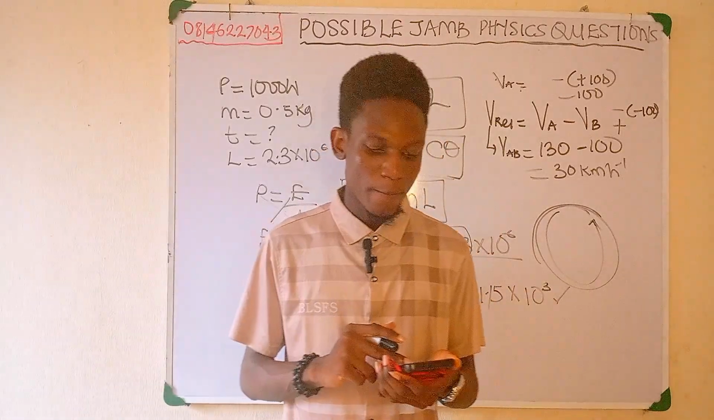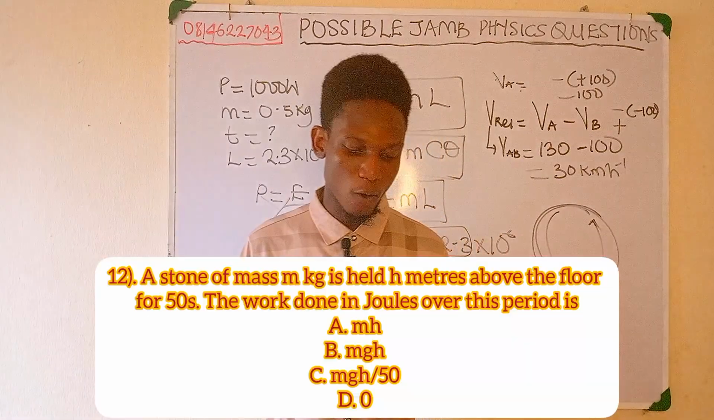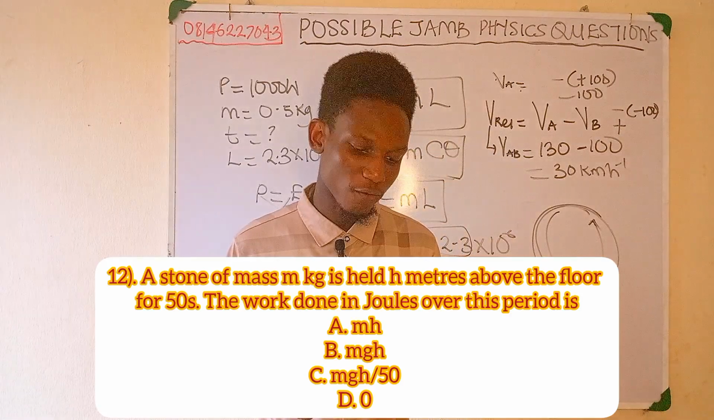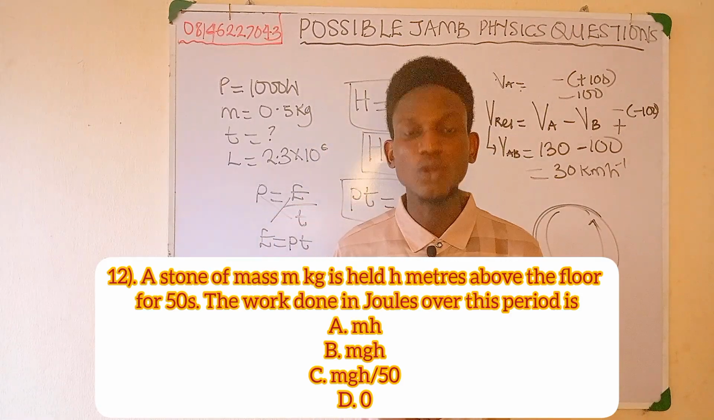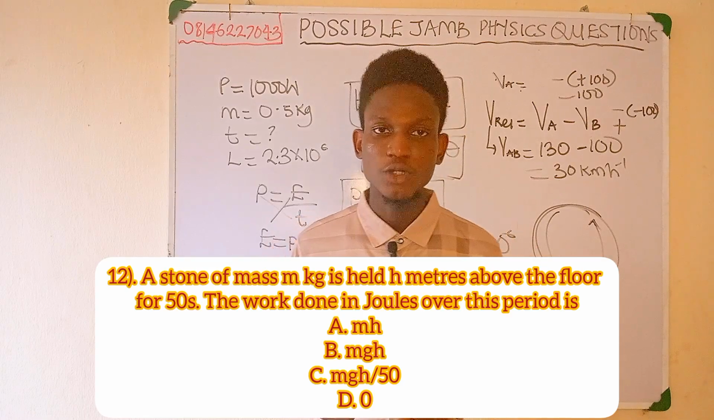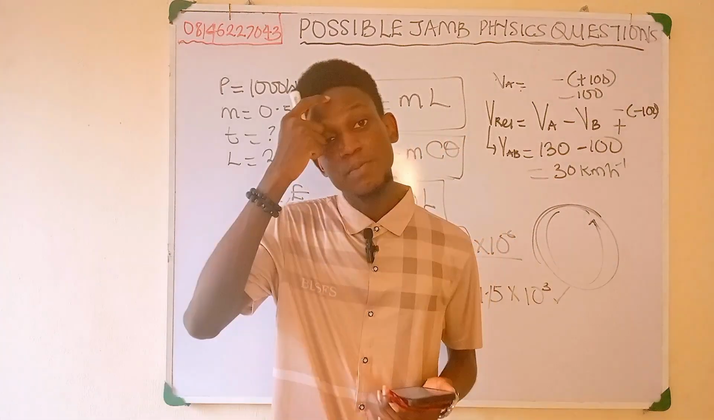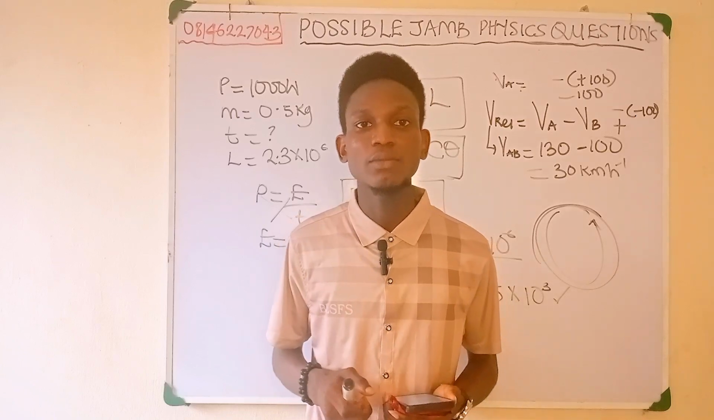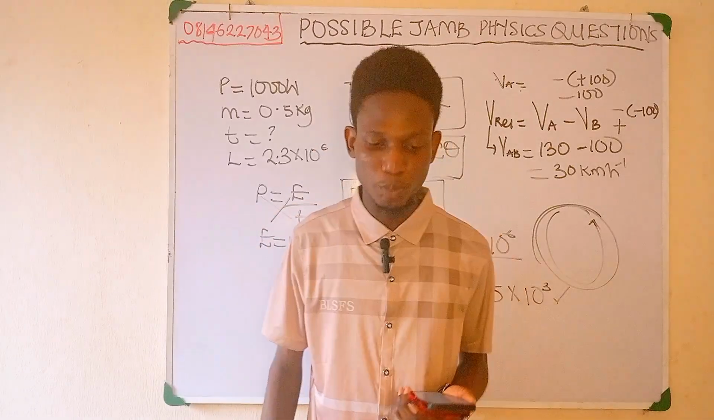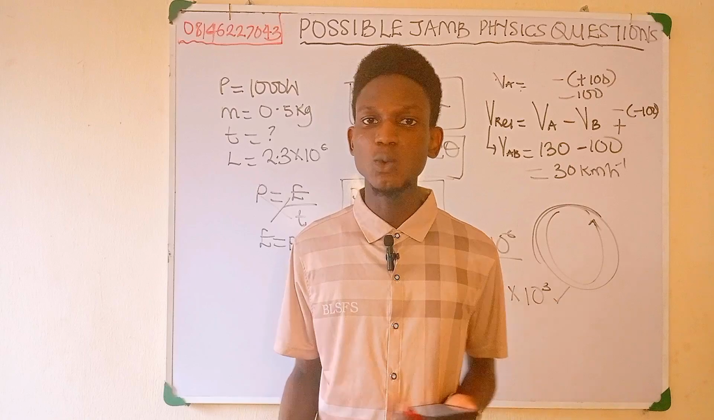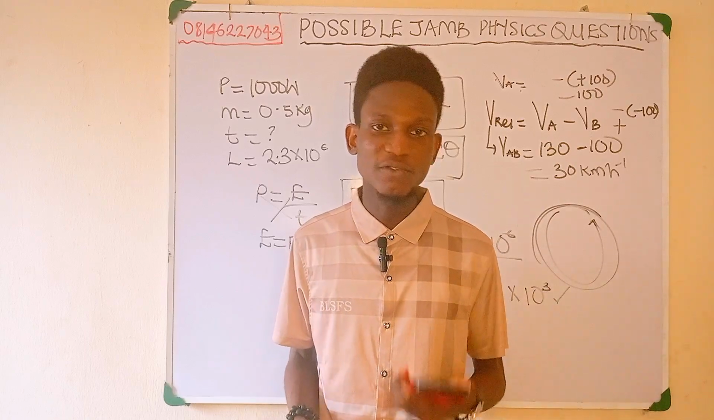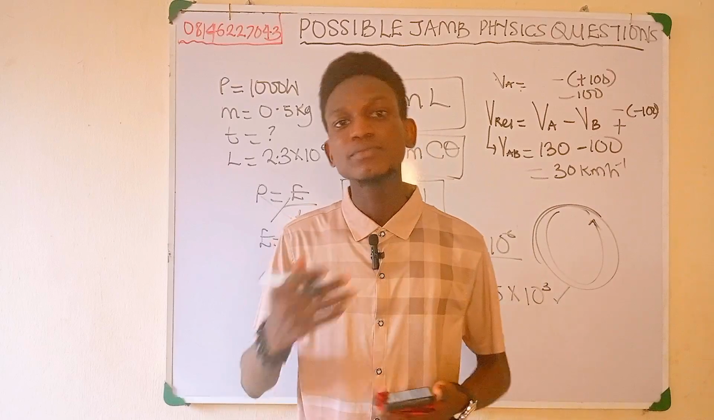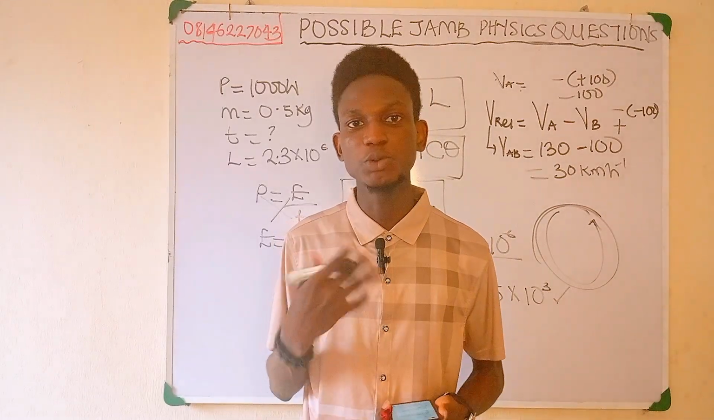Please take note. Now, number 12 says a stone of mass m kg is held h meters above the floor for 50 seconds. The work done in joules over this period is dash. They give us some options there. Now, please take note that when you hold something, say I'm standing at this point and holding this phone, I'm not doing any work, because there is no change in position.